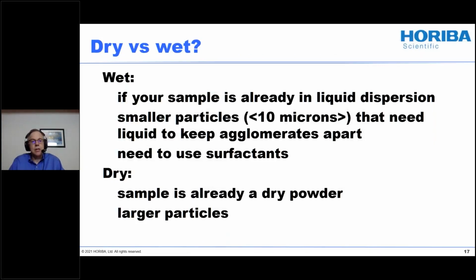Next question is, do you want to run your sample dry or wet? Here, wet means in a liquid dispersion. You'll want to do that if your sample is already in liquid dispersion, because then you don't have to dry it out. You may have smaller particles and need the liquid to keep the agglomerates apart, or you may need to use surfactants to keep the agglomerates apart. That would all push you towards a wet measurement. Of course, if you already have a wet system and don't have a budget for dry, that will also encourage the use of wet.